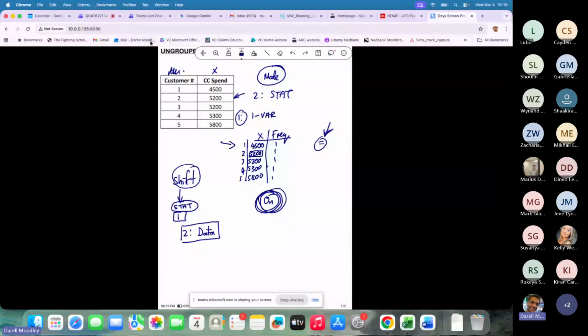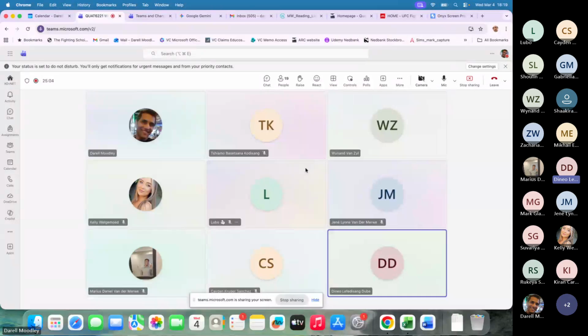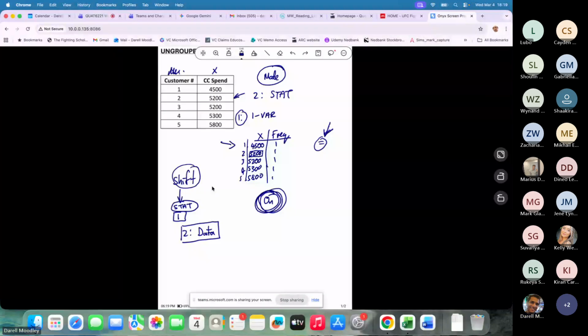Could you please repeat after we press shift, how do we check the data again? Press shift, then press the button 1, the number 1. Okay, got it. Thank you. Then choose data. No problem.